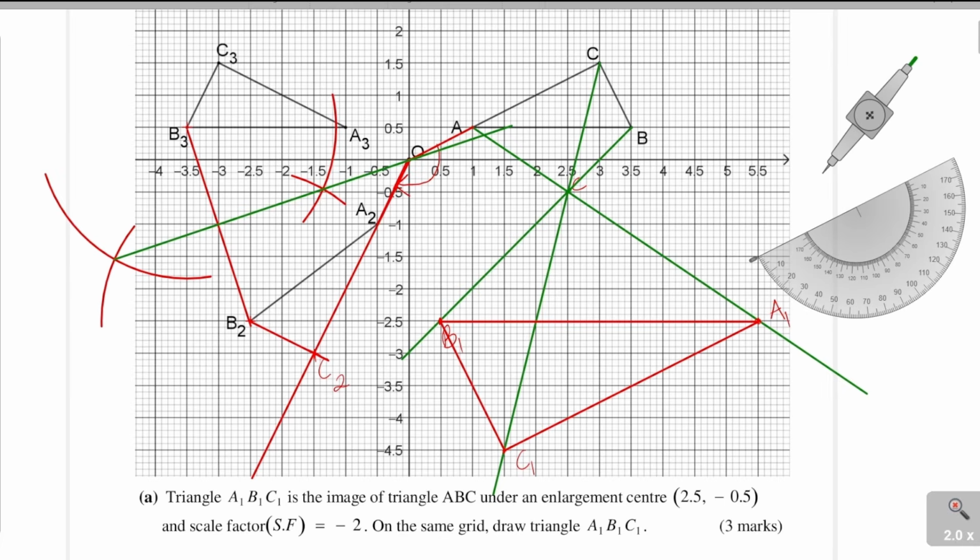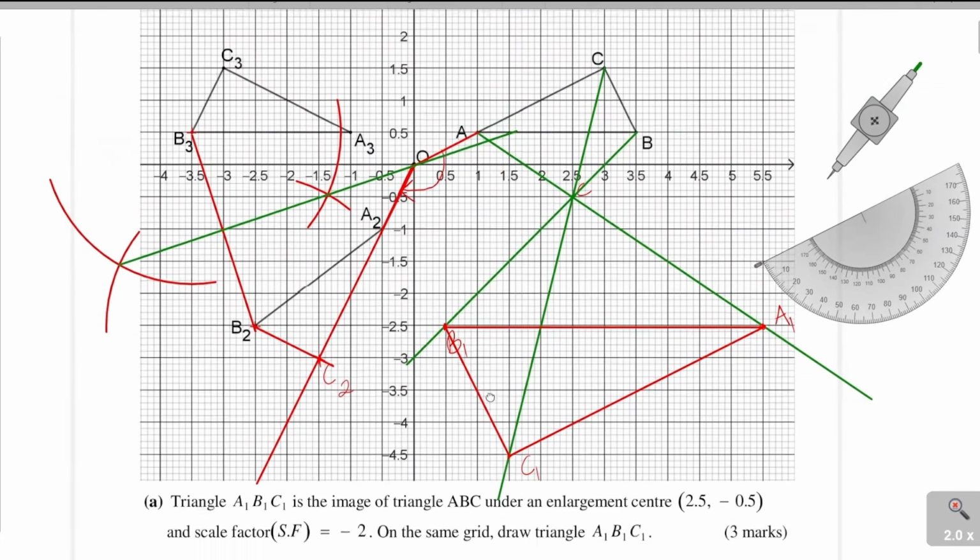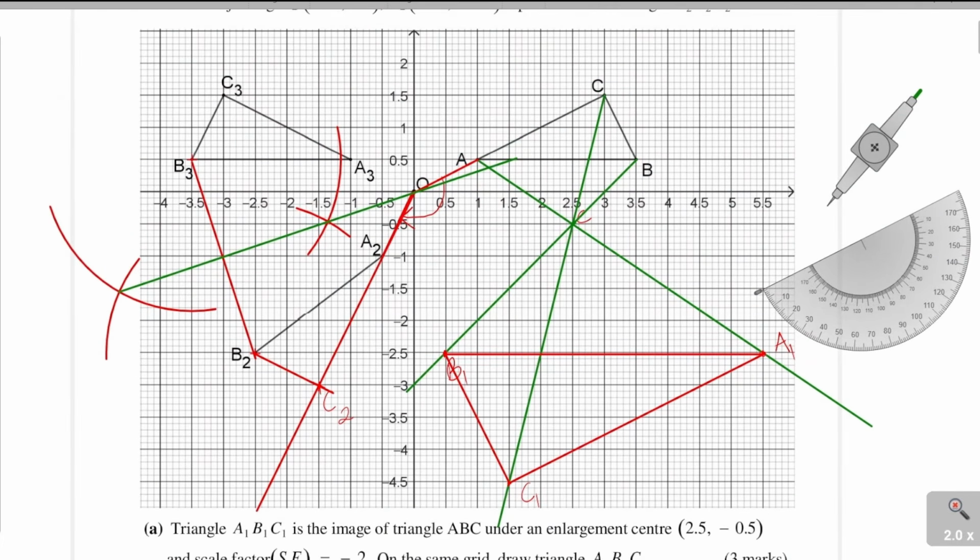The other question is to determine the equation of that mirror line in the form y equals mx plus c. To get the equation of the mirror line, you just need to get 2 points. I can see there are clear points here. We have this point, which is (-3, -1), and then there is (0, 0) here.